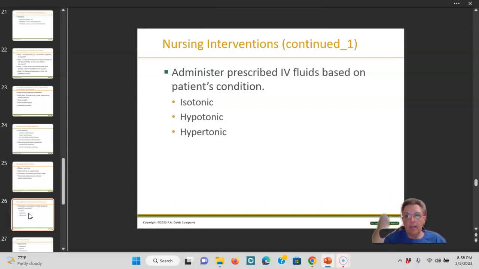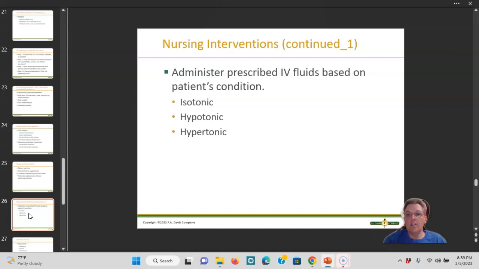Hypotonic, if you think about it, hypotonic would be less than 0.9, so a half normal saline would be less than my body, so it may pull water out of the cell or it may shift water into the cell. What is it going to do? It's probably going to shift water into the cell. Okay, so hypotonic is less than blood or body fluids.